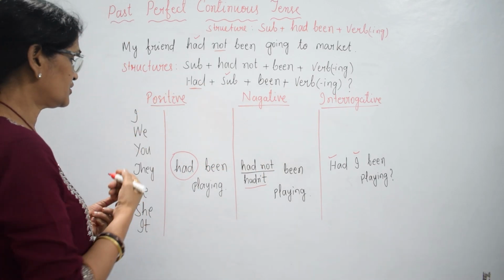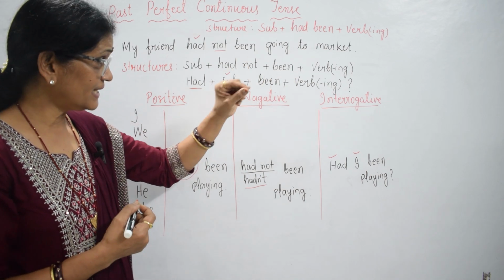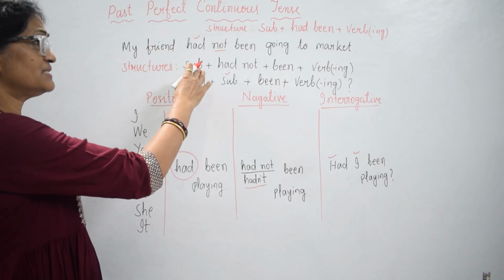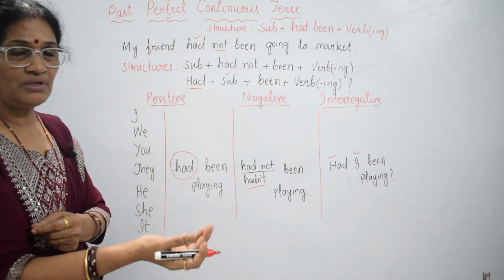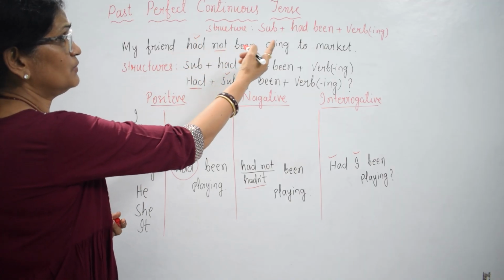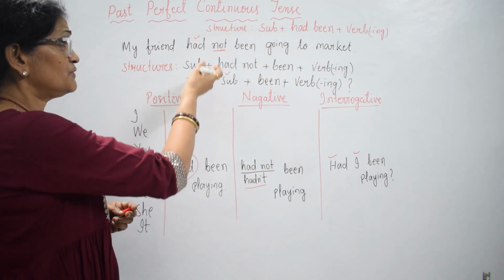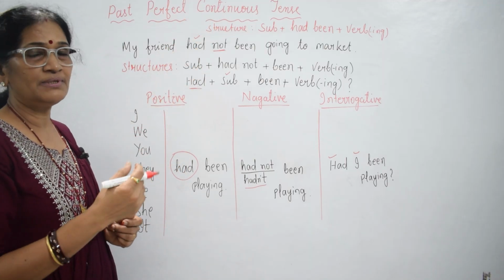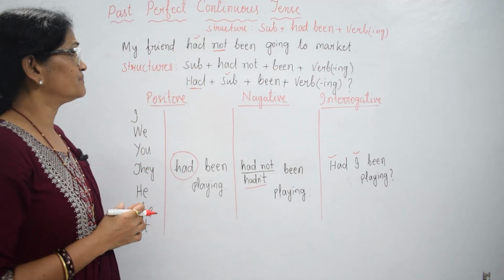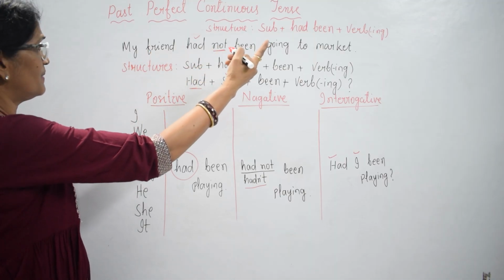And another structure can be, what is that? Negative interrogative. What is negative interrogative? One negative sentence will be converted into interrogative. What is that? My friend had not been going to market. This is one negative sentence. If you change the sentence into interrogative, that will be negative interrogative. So how could it be? My friend hadn't been going to market.